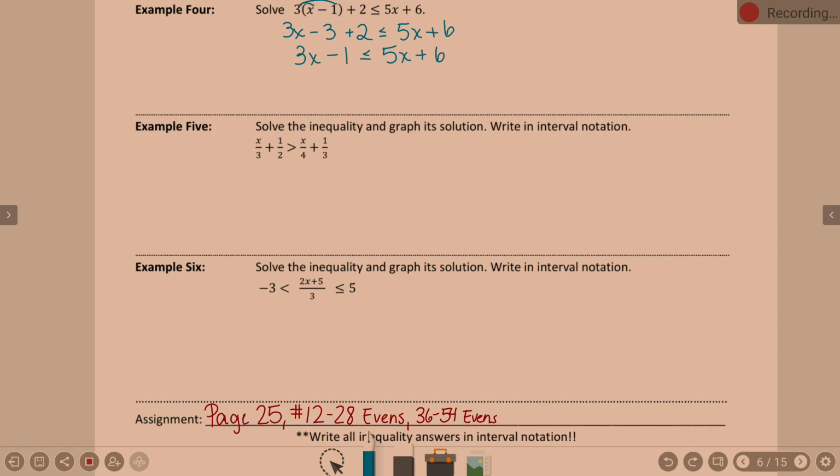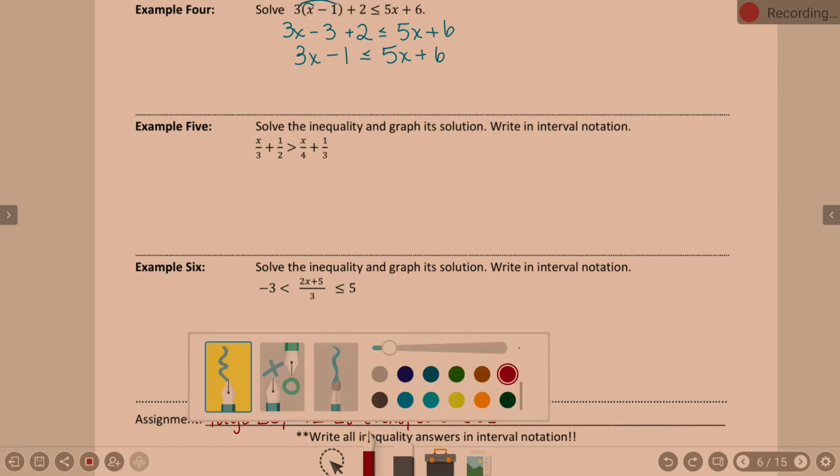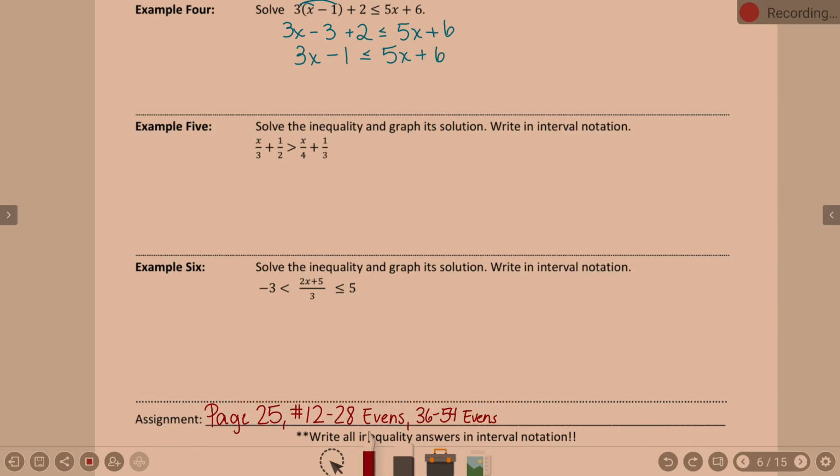Variables on one side, numbers on the other side. Which way would you like me to do this? Let's subtract 3x. Personally, we can do it both ways here. If you want to keep a positive variable, we can move the 3x, which means subtract 3x from both sides.